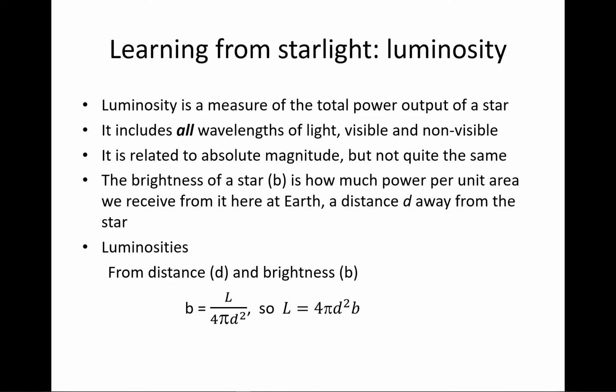So the brightness we receive would equal the luminosity of the star divided by 4 pi d squared, where d is the distance to it. Then, if we know the distance to it, we measure the brightness and we can determine the luminosity of the star. So, very powerful thing to know.